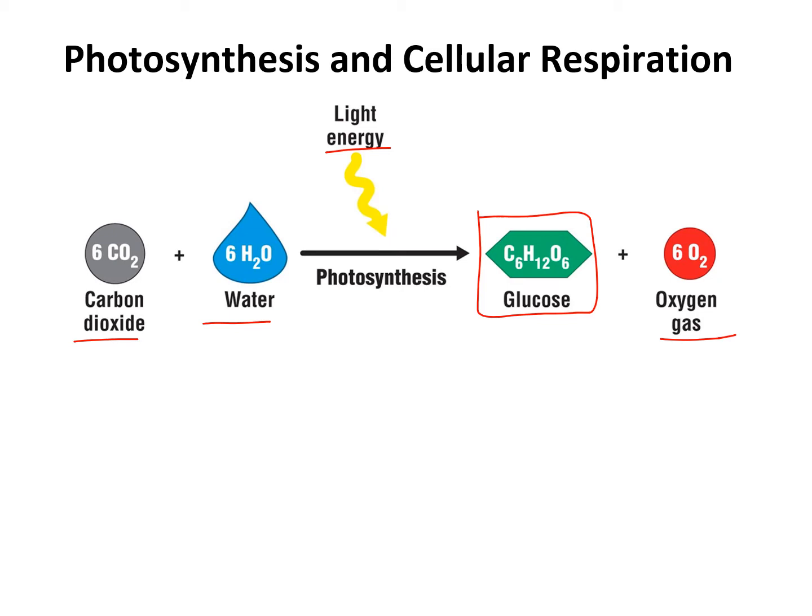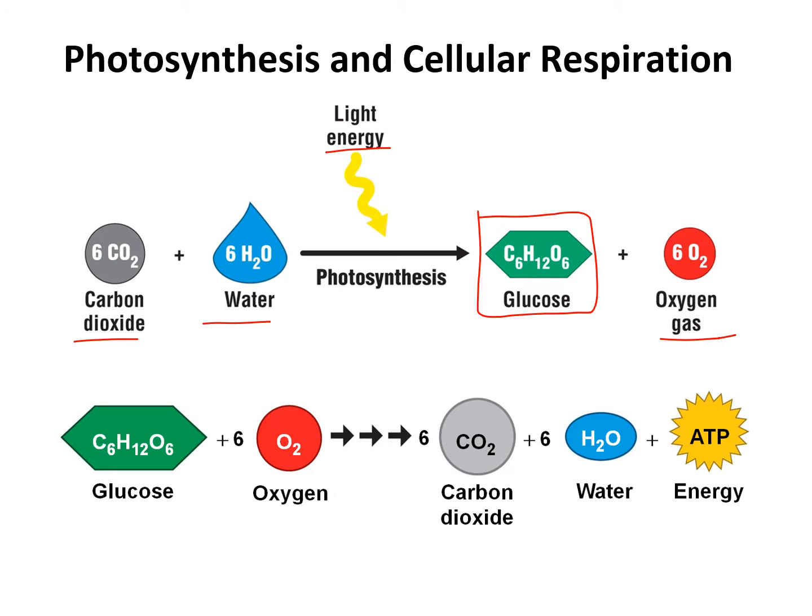Now, when you compare the equation for cellular respiration, what you should notice is that the two equations are basically opposites of each other. So in photosynthesis, the products are glucose and oxygen gas. In respiration, the reactants are glucose and oxygen. And then in respiration, after you run through the series of reactions, the products are going to be carbon dioxide, water, and energy. And if you look at those products, carbon dioxide and water, those are actually the reactants for photosynthesis, carbon dioxide and water.